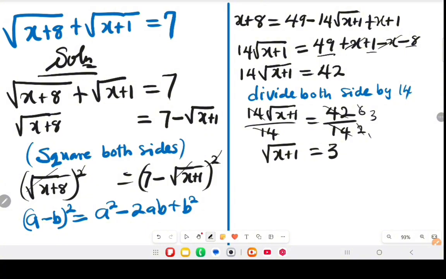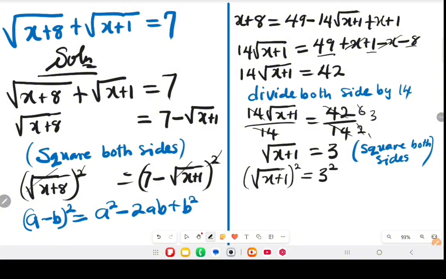Now, to remove the square root, we square both sides again. When we square both sides, we have root of x plus 1 all squared equal to 3 squared. Square, we cancel square root, left with x plus 1 equal to 9. When we collect like terms, plus 1, we cross the sign of equality, it becomes x equals 9 minus 1. X becomes 8 as the answer.